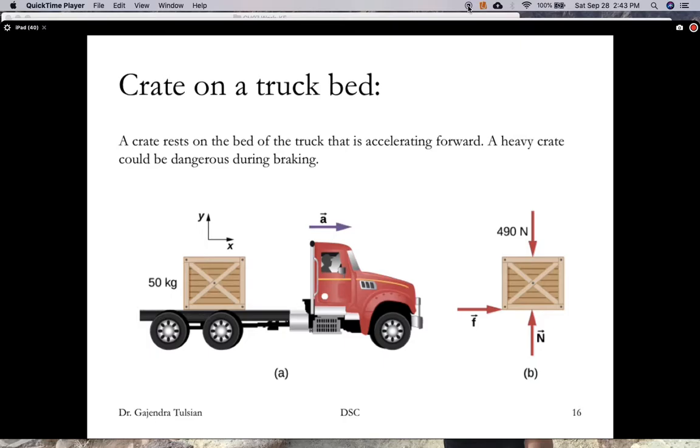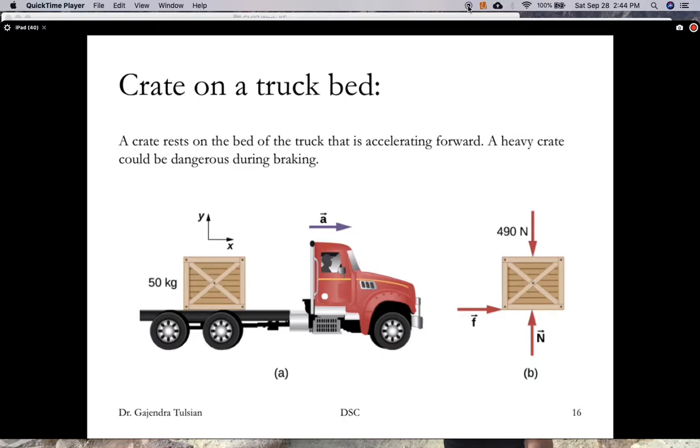And of course, if for some reason the static friction force is not large enough, and if the acceleration of the truck is too large, this crate will be left behind. Of course, in real life, if your crate is rather heavy and the truck bed is smooth, then you chain it down. But anyway, now let's talk about the other situation.